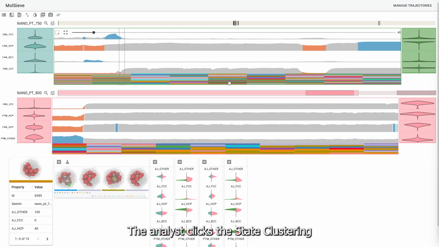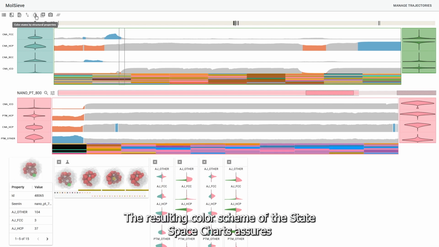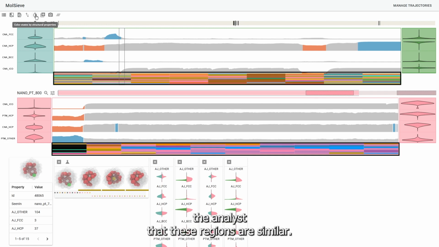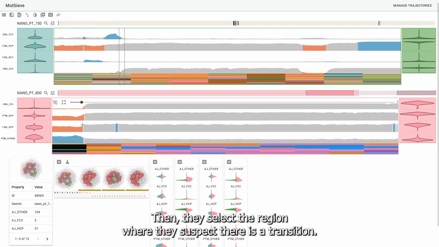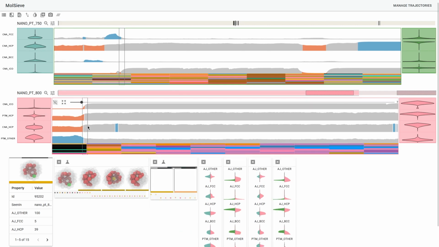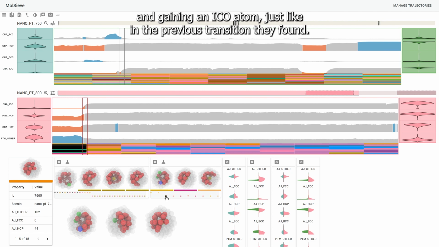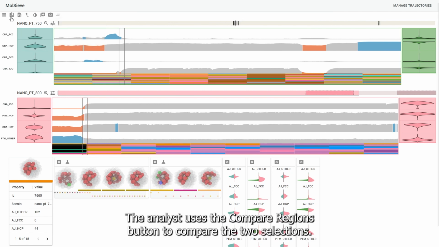The analyst clicks the state clustering button to see how the states group together structurally. The resulting color scheme of the state space charts assures the analyst that these regions are similar. Then, they select the region where they suspect there is a transition. The subsequence component shows that the nanoparticle is losing 2 FCC atoms and gaining an ICO atom, just like in the previous transition they found. The analyst uses the Compare Regions button to compare the two selections.